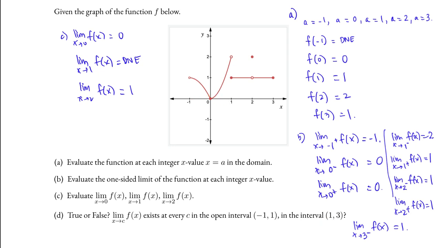From 1 to 3, open interval, yes. Any number we pick in this interval, the limit exists because the left limit agrees with the right limit, even at x equals 2.